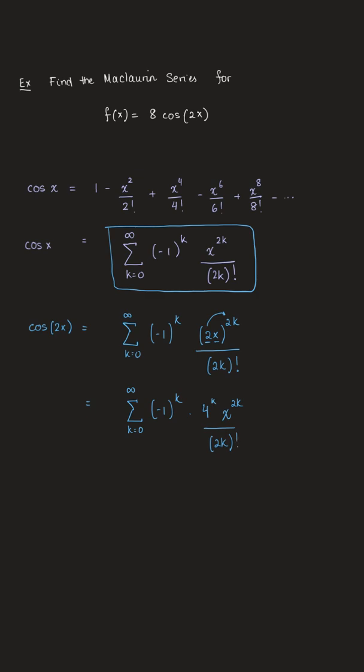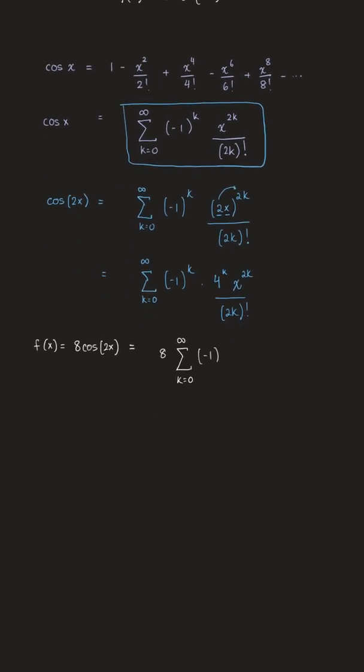And for our function, we wanted to multiply that by 8, so we're going to do that. Since we want f of x equals 8 cosine of 2x, we can multiply the representation that we already have by 8 on the outside, and then ultimately we can move the 8 to the inside. That's going to multiply everything in the sum. So we can take a couple of steps here.